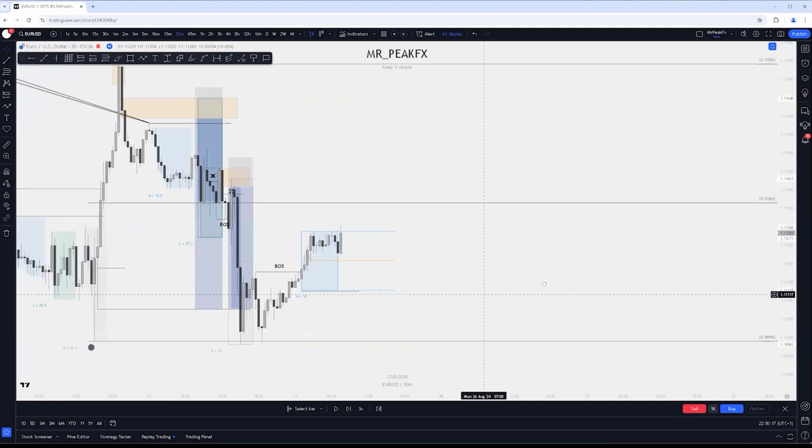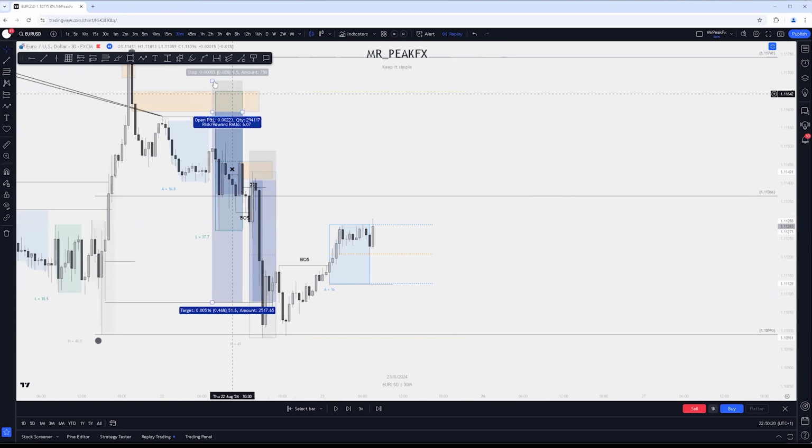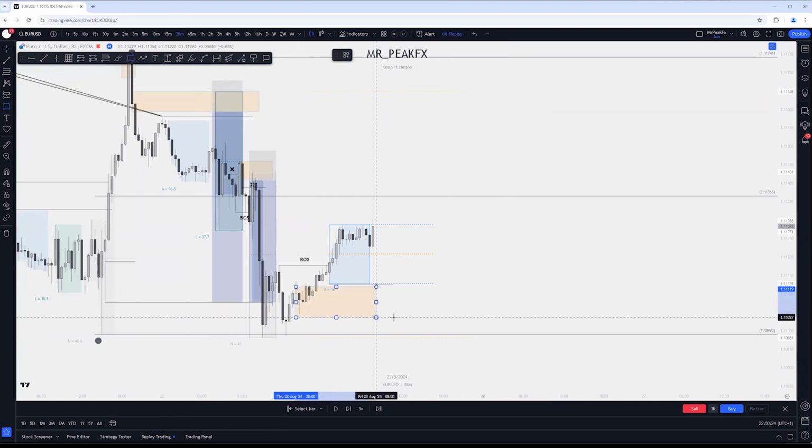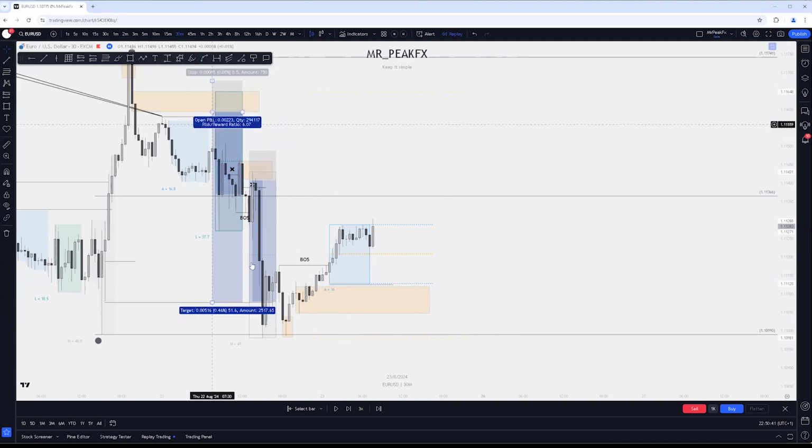So I spotted this very nice structure around here. As price gets to all these areas, I actually want to buy. I'm interested here, and if price takes me out, I can still have this as a contingency to trade. But then I've changed direction, so we can see a change of direction, a broken structure, liquidity. So this is more like still an ABC.